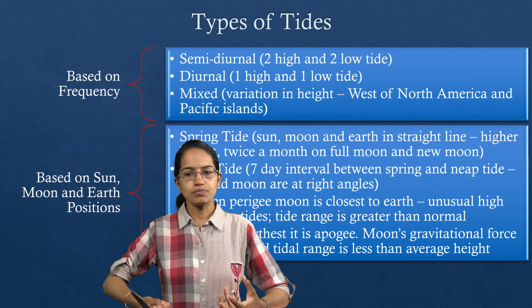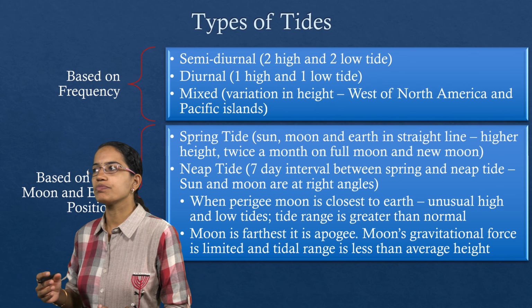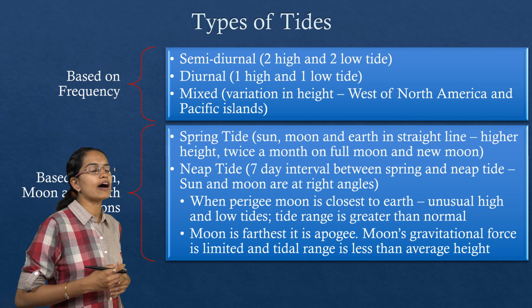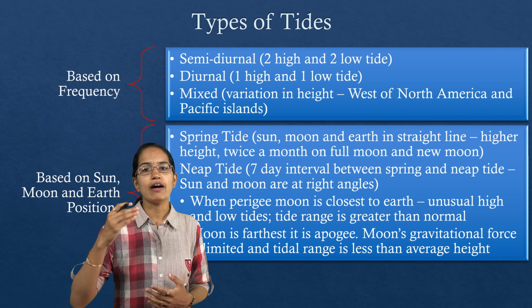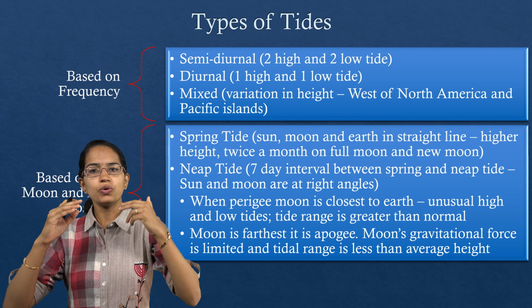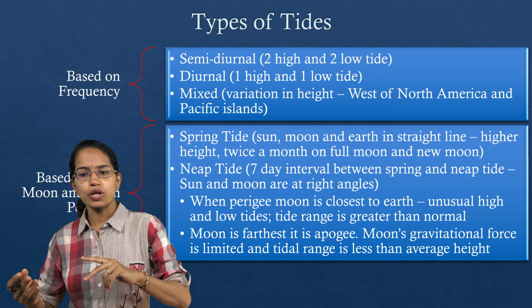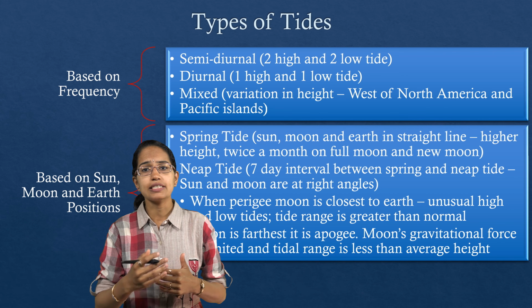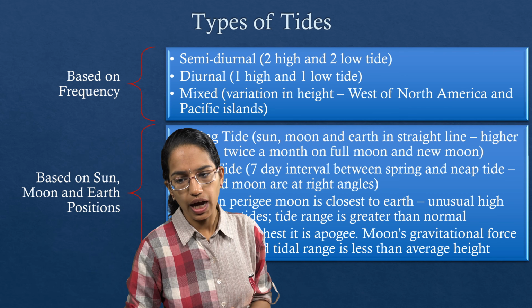Coming on to the types of tide, we can classify tides based on different aspects. So based on the frequency, you have a semi-diurnal, as we talked about, 2 high tides, 2 low tides. You have diurnal, 1 high tide, 1 low tide. And then there are mixed tides, which are variations in the height.